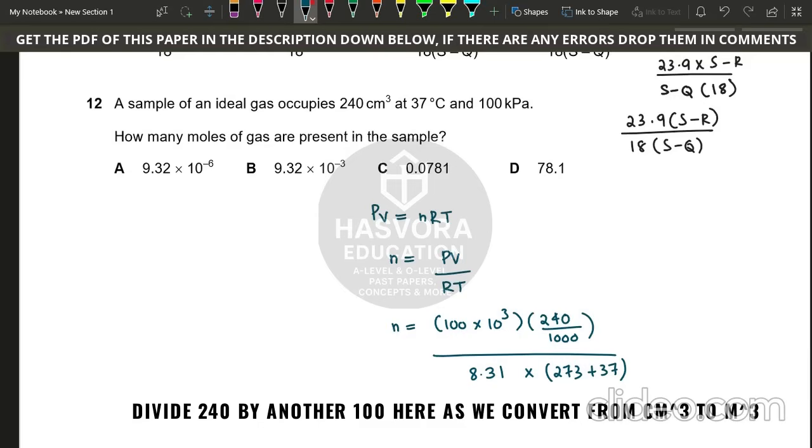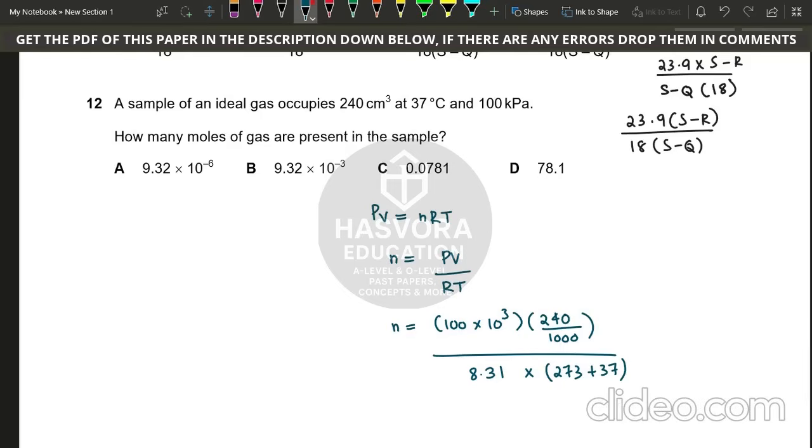So 100 into 10 power 3 into 0.24 divided by 8.31 into 273 plus 37. Okay, so it will give you 9.316 into 10 power minus 3. Okay, so it will be B. So B is your correct option.